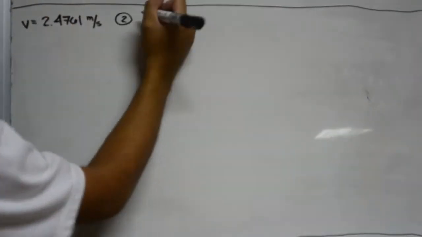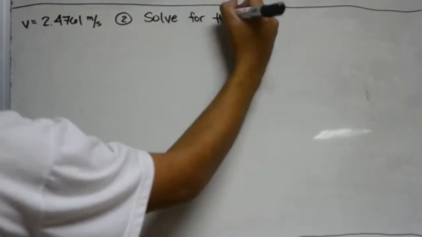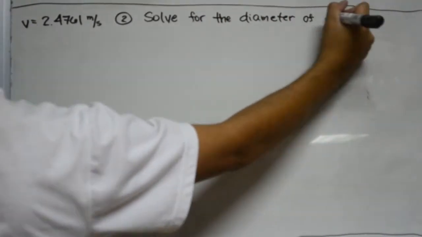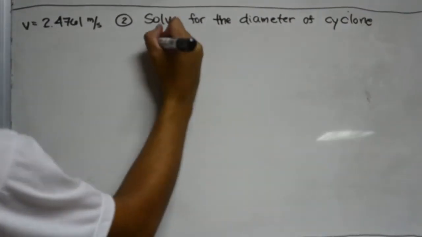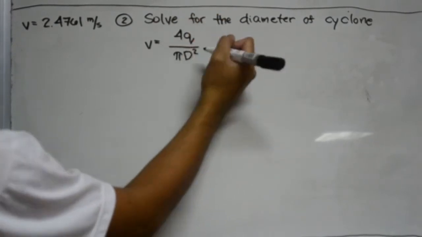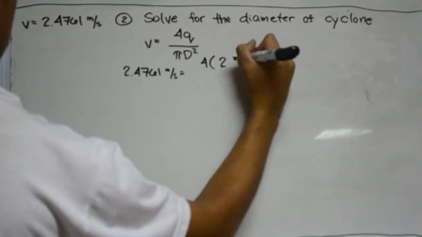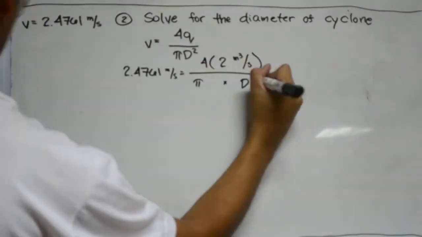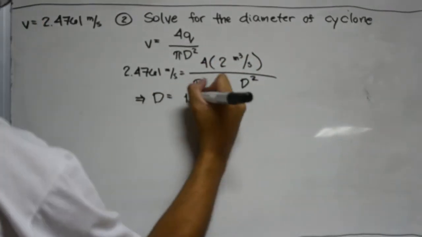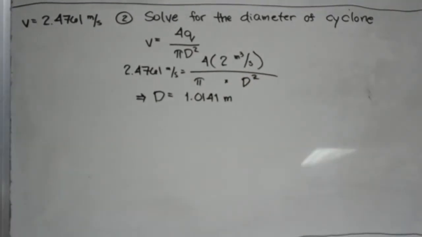The second step in solving this problem is to solve for the diameter of the cyclone. We can solve for the diameter of the cyclone by using the formula V is equal to 4Q over pi times D squared. Again, we substitute the values and we get that the diameter of the cyclone is equal to 1.0141 meters.